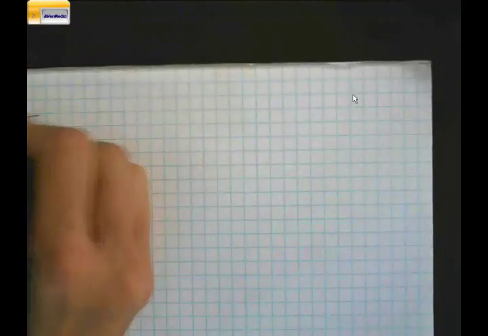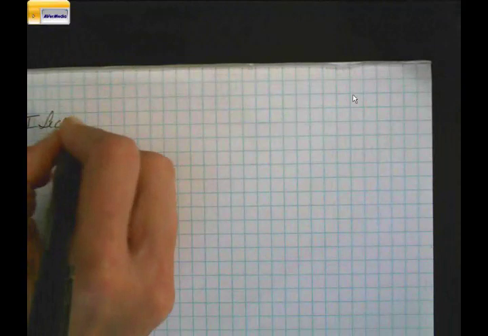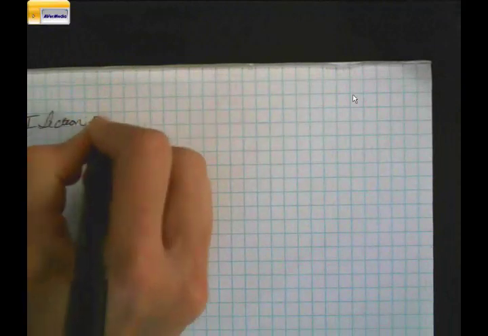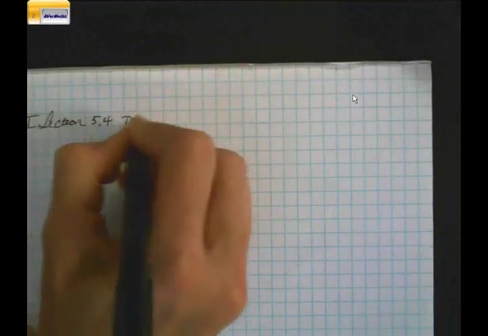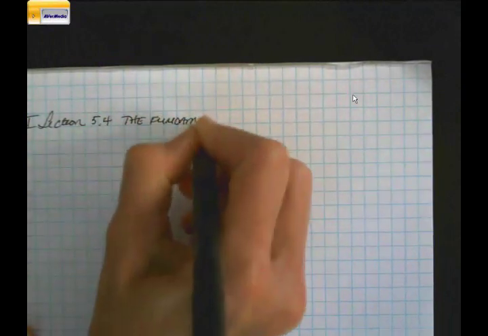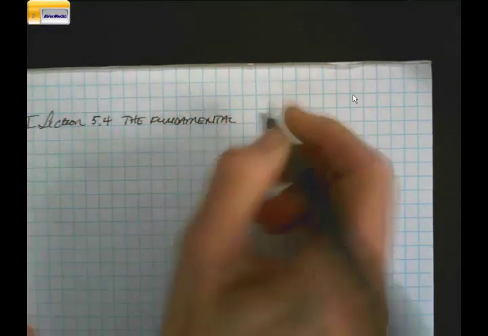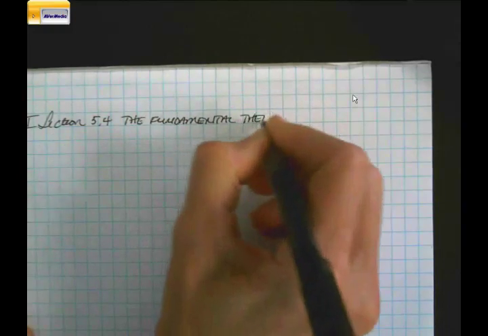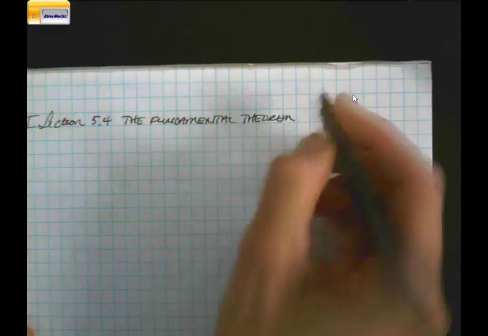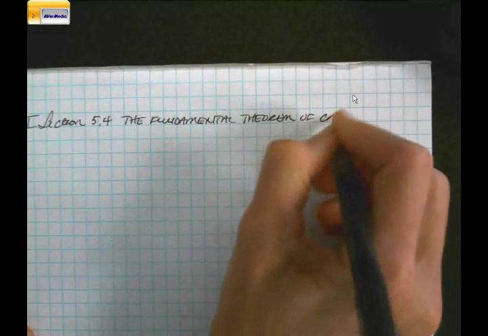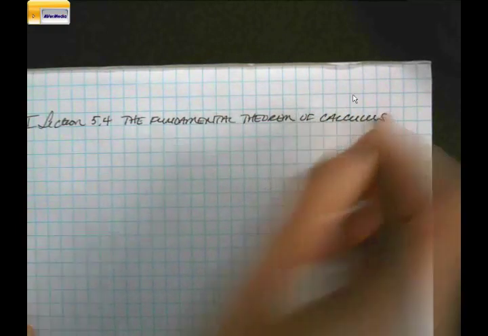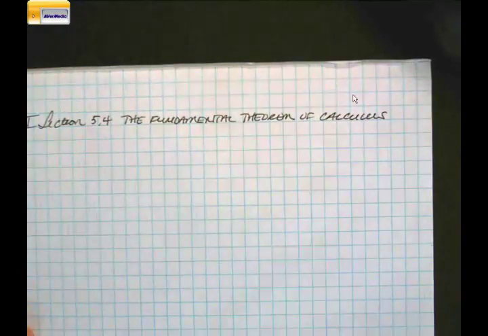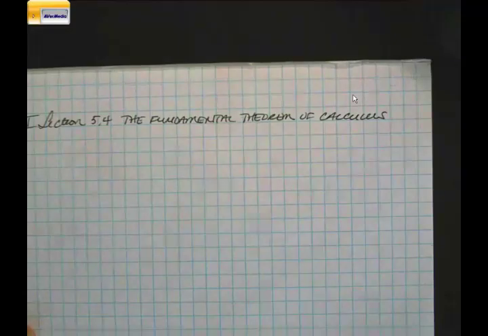This is section 5.4. Moving right along through this book. Section 5.4, the fundamental theorem of calculus. We only have like 4 sections left to cover in this semester. Y'all realize that? Is that right? 1, 2, 3, 4, 5. Okay, the fundamental theorem of calculus. And really it comes in 2 parts.